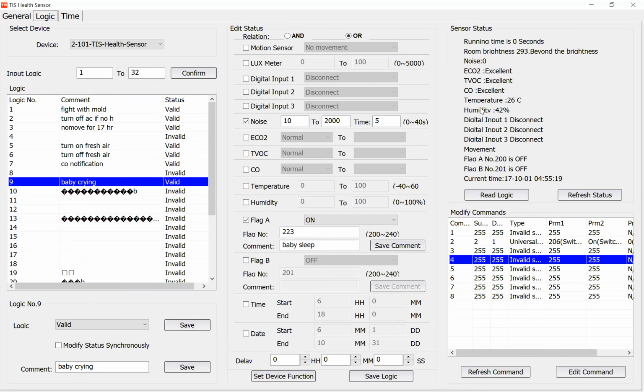Do you understand? Is it clear? And of course, the relation is and. And now I've saved the logic. That's it.